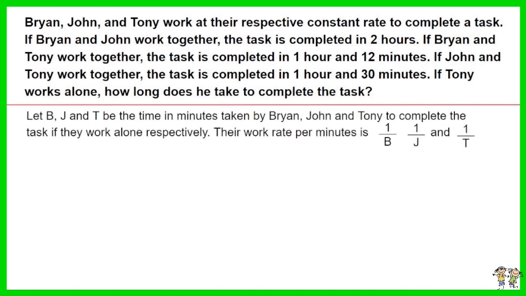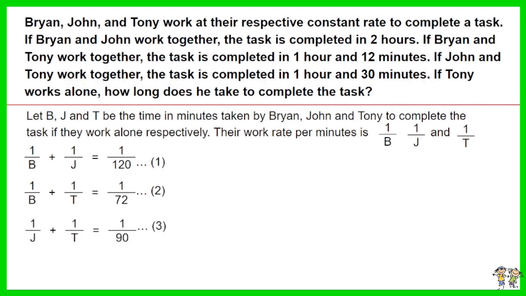Answer for question 28. Let B, J and T be the time in minutes taken by Brian, John and Tony to complete the task, if they work alone respectively. Their work rate per minute is 1 over B, 1 over J and 1 over T. 1 over B plus 1 over J equals 1 over 120. This is equation 1. 1 over B plus 1 over T equals 1 over 72. This is equation 2. 1 over J plus 1 over T equals 1 over 90. This is equation 3.